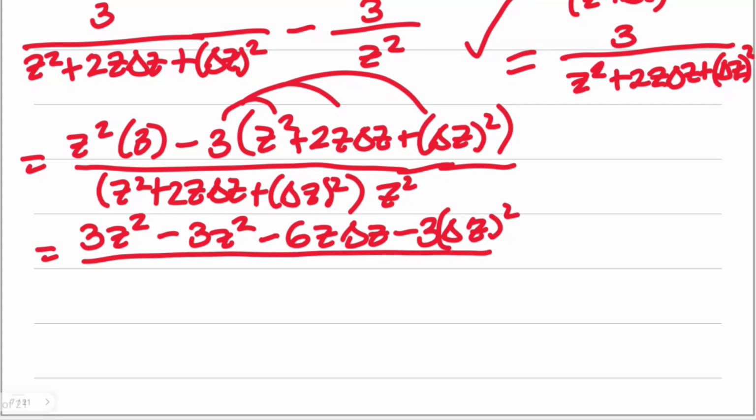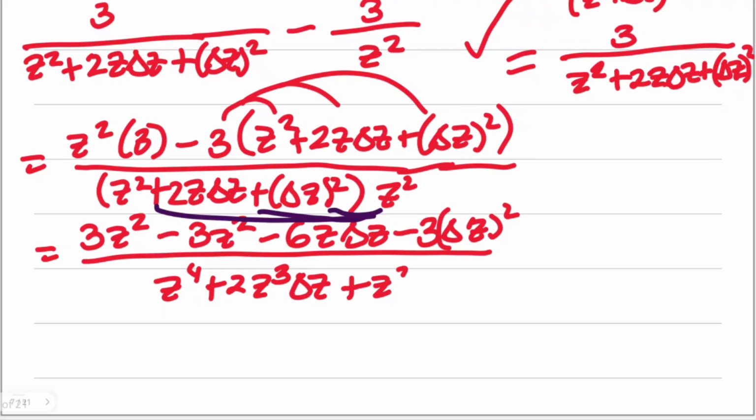As for our denominator, let's also use the distributive property, distributing the left one here. You will have z to the power of 4 plus 2z cubed delta z, and then later on plus z squared delta z squared. Okay, so we'll have that here. Now we need to combine what we can combine for our numerator and even in the denominator.